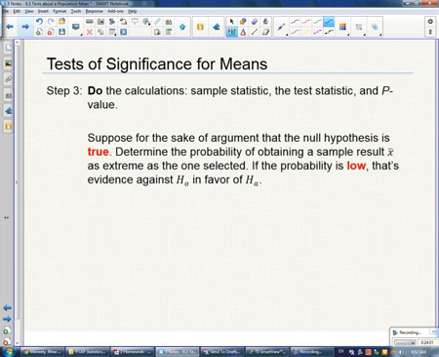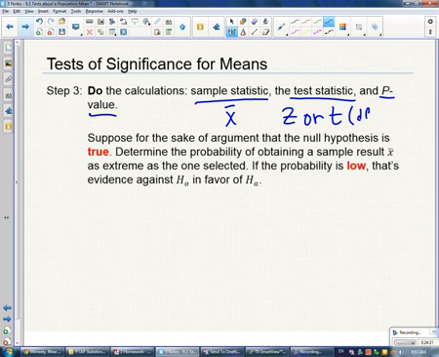Okay, let's get back to the calculation part. And again, just like with proportions, you must report your sample statistic. In this case, it's going to be x bar. Your test statistic is either going to be Z or T, and the p-value. The only thing you do want to remember is that if you're using the t-distribution, you must also include the degrees of freedom.